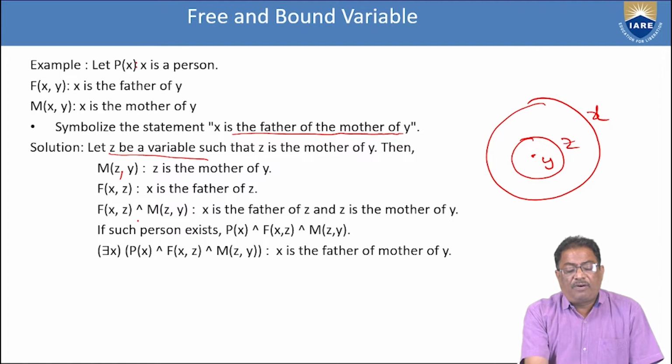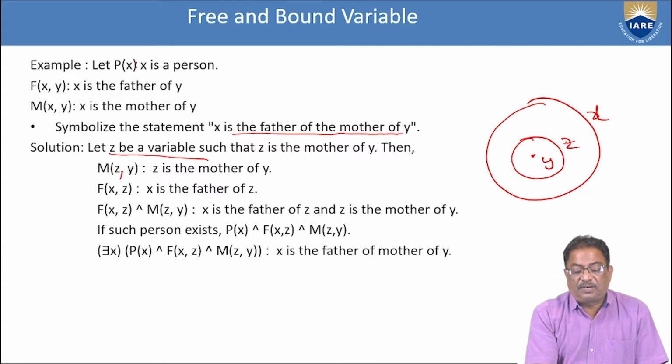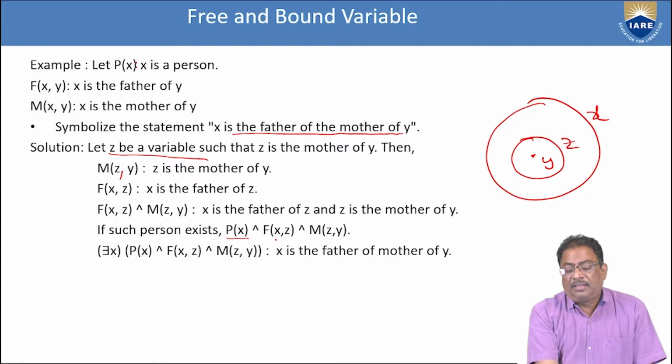So now F of x comma z and M of z comma y is nothing but x is the father of z and z is the mother of y. If such a person exists, we take it as P of x, and F of x comma z and M of z comma y. So P is nothing but x is a person. If such a person exists, then I am taking x is a person.